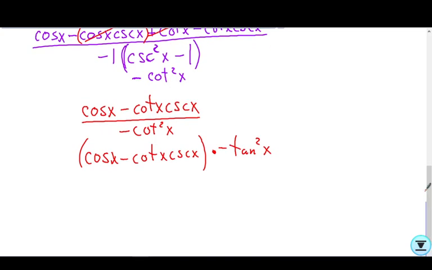Okay. So let's distribute it in. So I'm going to get negative cosine x tangent squared x minus, and plus, because it's going to distribute in. Now cotangent times tangent is 1. So I'm going to be left with just tangent x cosecant x on this side.